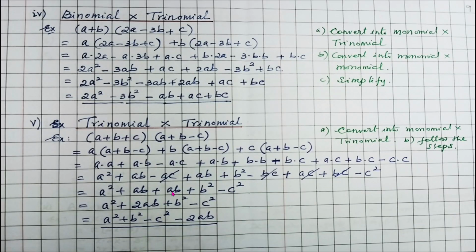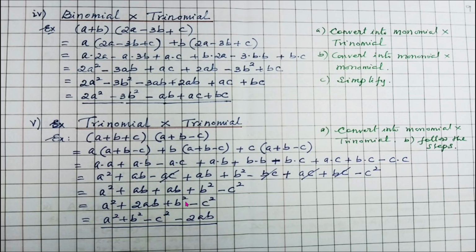Now here we have ab plus ab, that is again like terms. So take a square, add ab plus ab, 1ab plus 1ab, that is 2ab, b square, minus c square. Therefore the answer, rearranging them, is a square plus b square minus c square minus 2ab. That is not minus 2ab, it is plus 2ab. Remember this, it is not minus 2ab, it is plus 2ab. Please check this correction and do the correction, because plus 2ab is there, it cannot become minus.